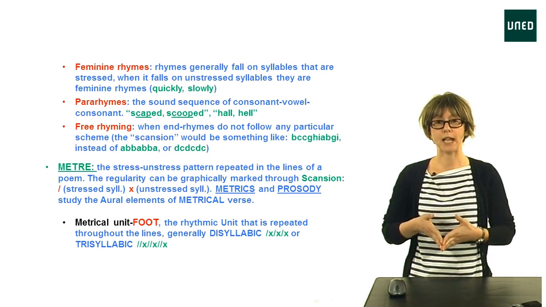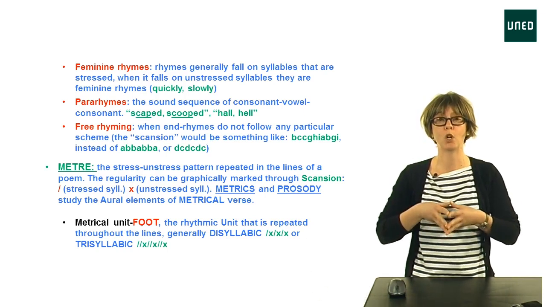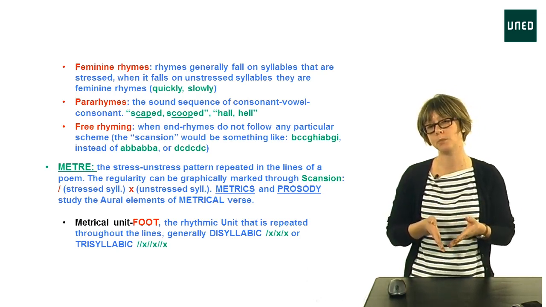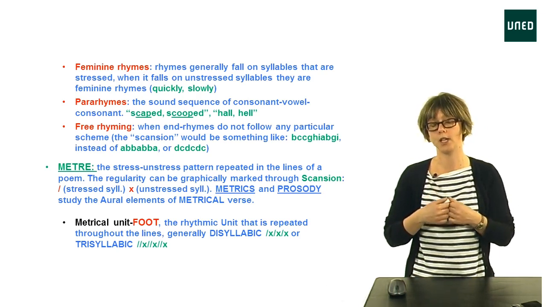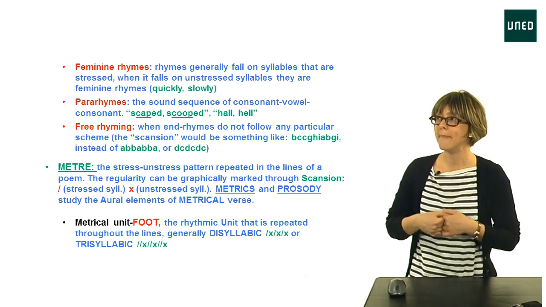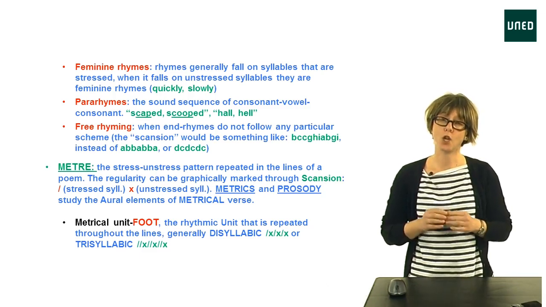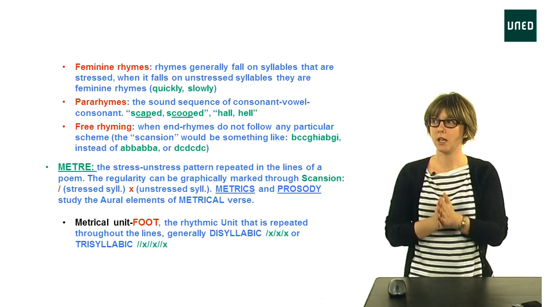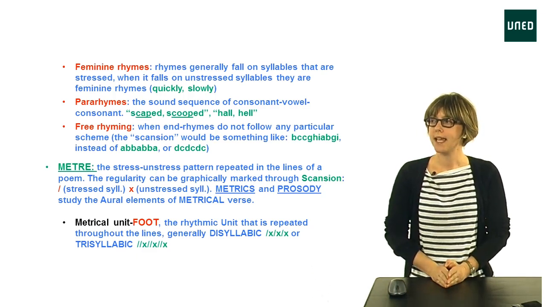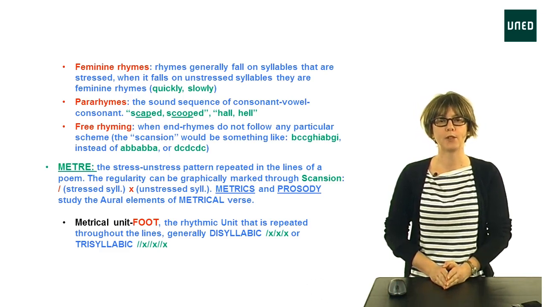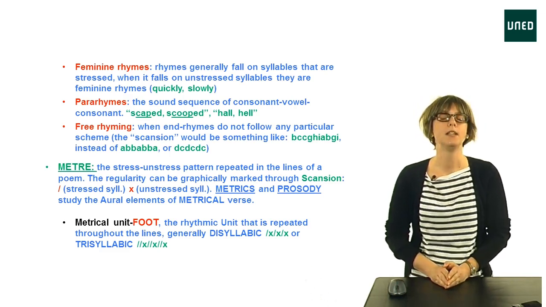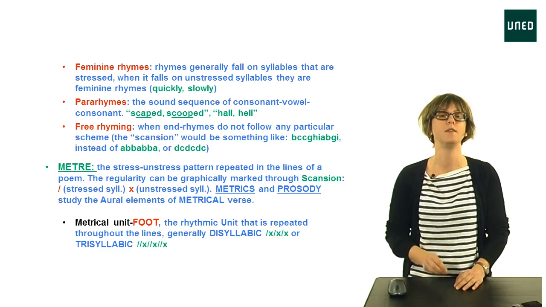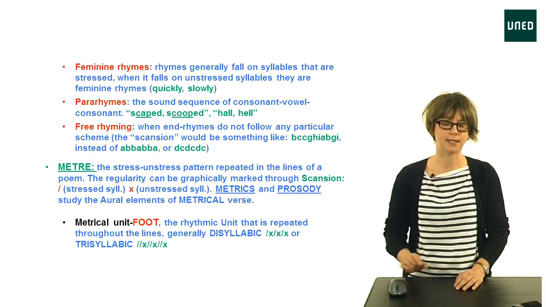The regularity can be graphically marked through what we call scansion. Generally, we use a slash to mark the stressed syllables and an X or a dash to mark unstressed syllables. Metrics and prosody study the oral elements of metrical verse. What is the metrical unit? It's called foot, and this is the rhythmic unit that is repeated throughout the lines. They're generally disyllabic, in groups of 2 syllables, or trisyllabic, in groups of 3 syllables.